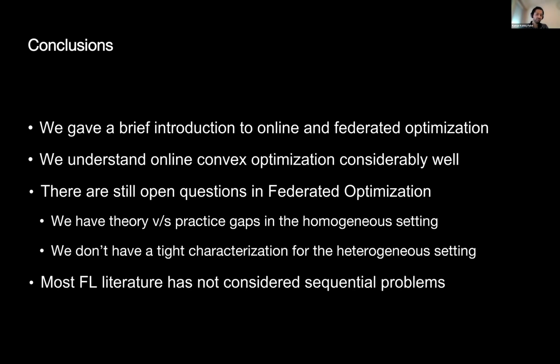And finally, most federated learning literature, and if you've been aware, there are actually thousands of papers coming each year these days, only considers non-sequential problems. So there's a lot of work to be done here, and we hope that you will be interested in doing some of that work. So that's all.